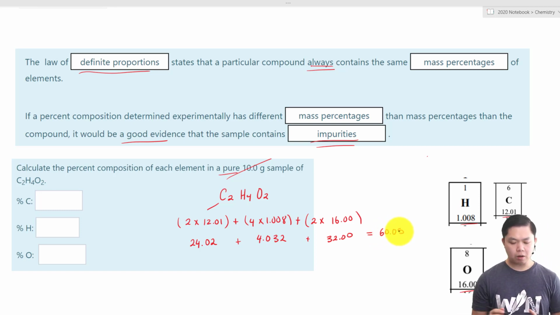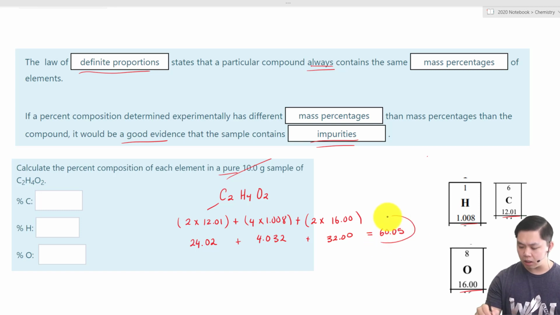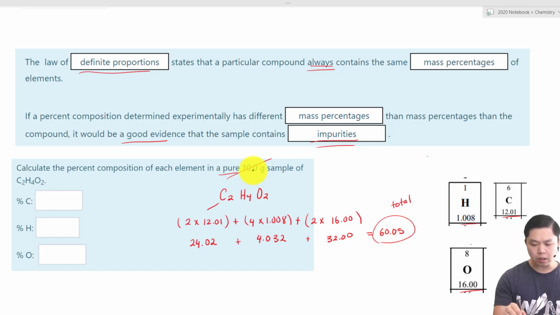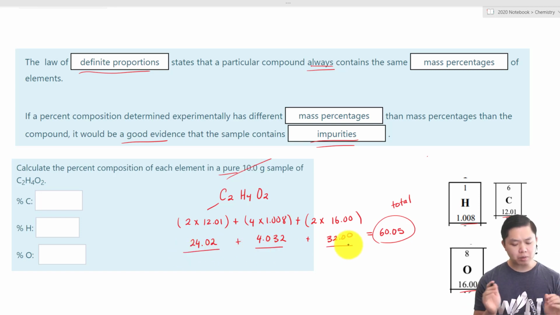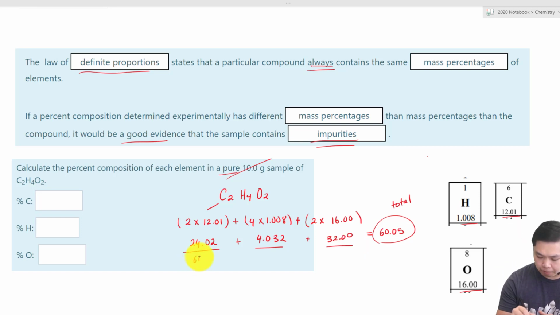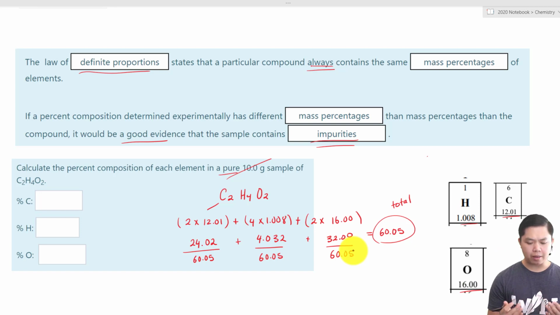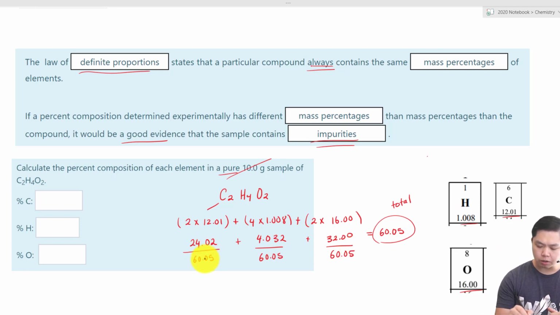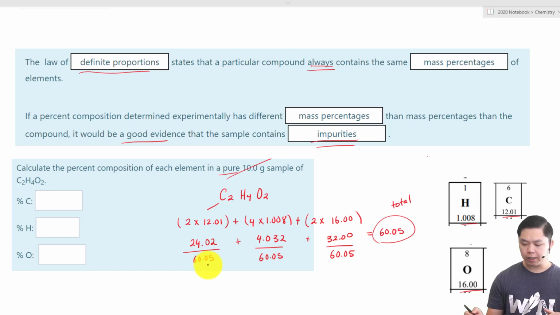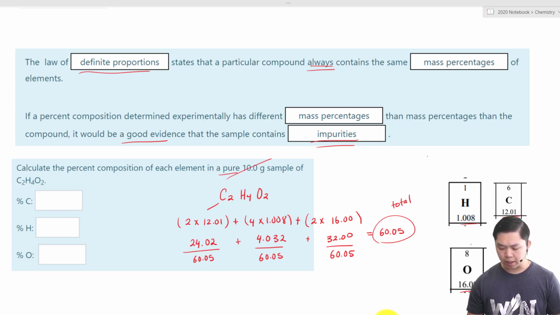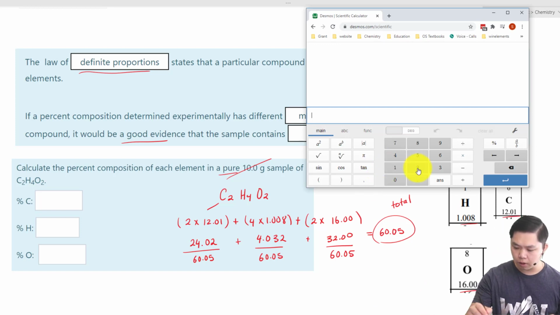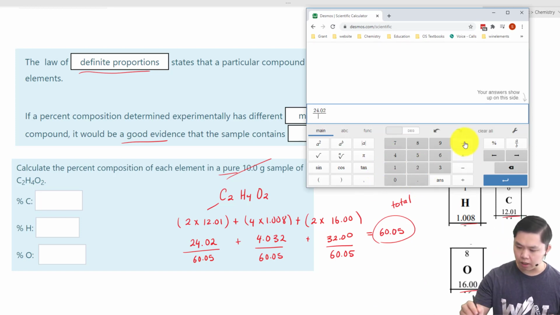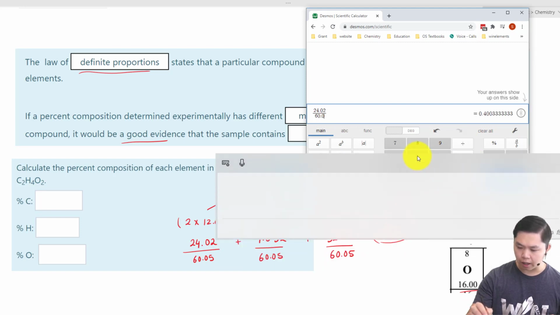So to find the mass percentage, remember this is your total mass. Notice how we ignore the 10 grams. All we have to do is divide each element's mass by the total to get the mass percentage of each element. Now when we do our math, what we have here is 24.02 divided by 60.05. What do we get? Just to illustrate using a decimal calculator, we have 24.02 divided by 60.05.